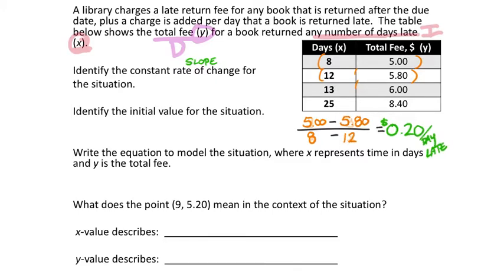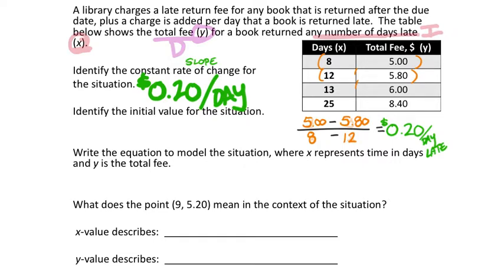On this one, so identify the constant rate of change. It's 20 cents per day. Day late, if you want to be more specific. Now that's one way to find the slope on this, right?